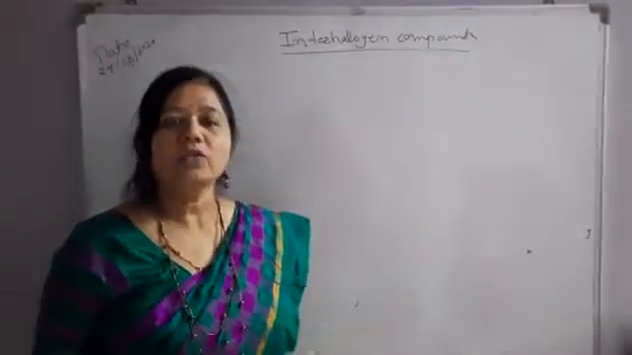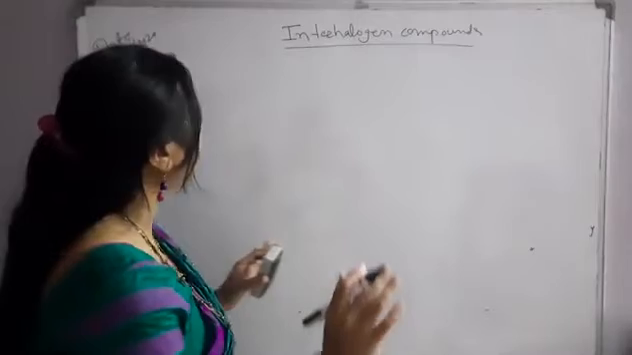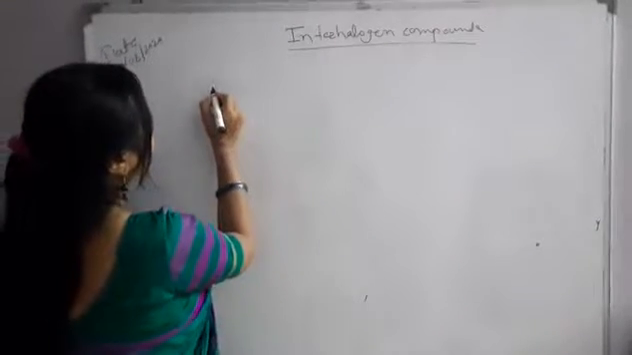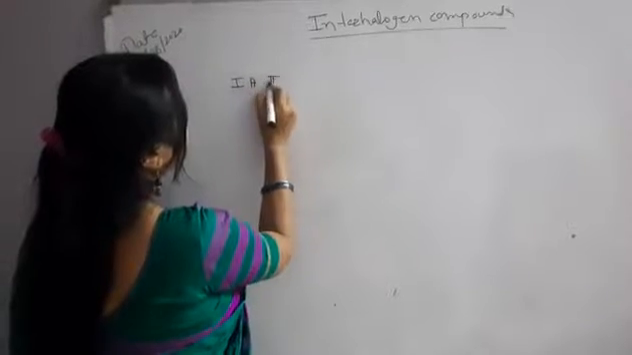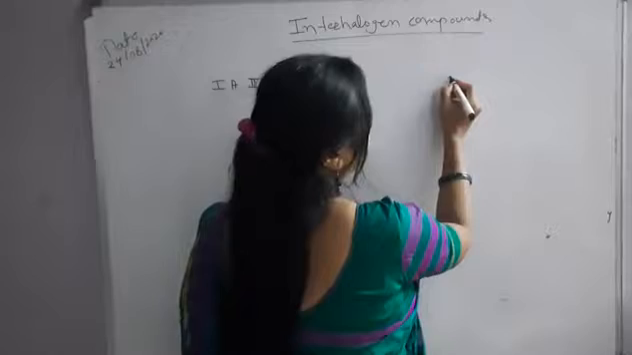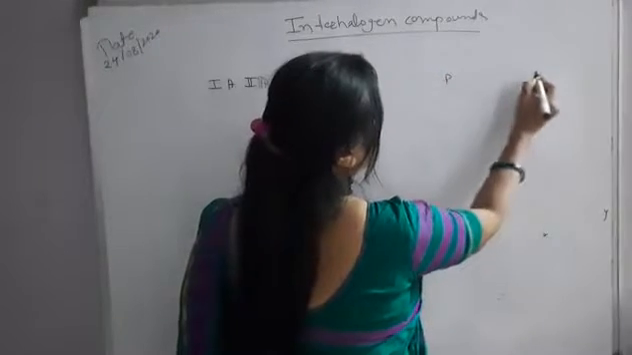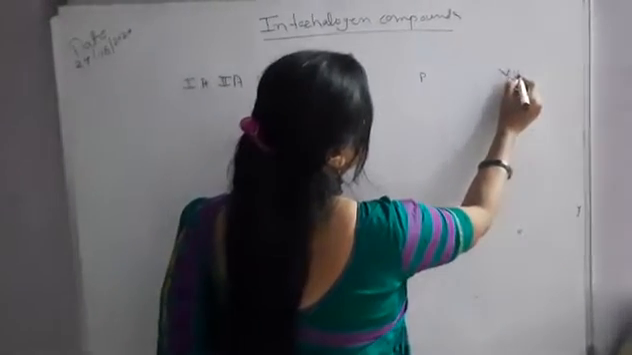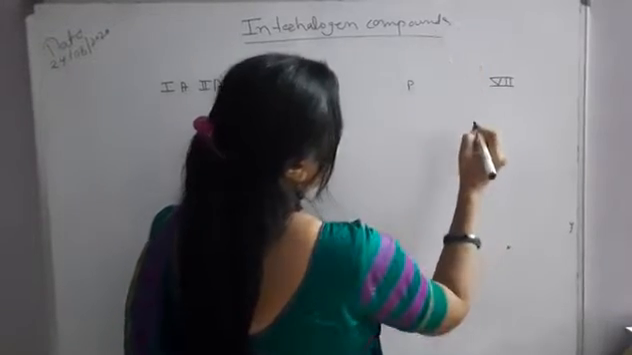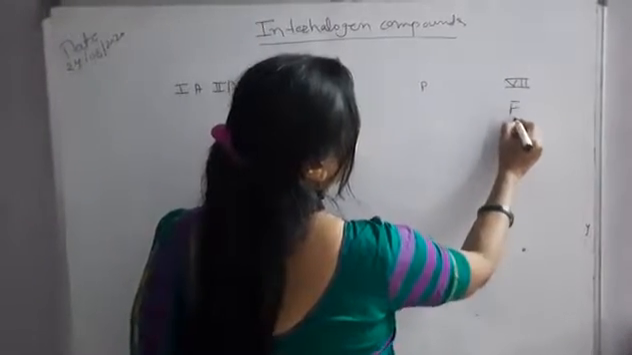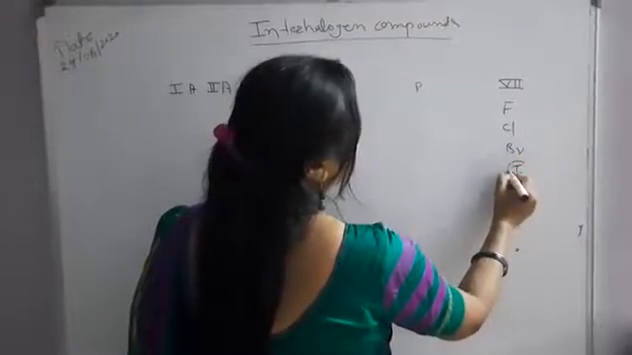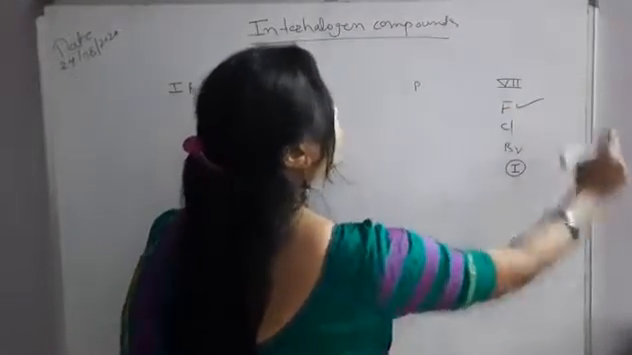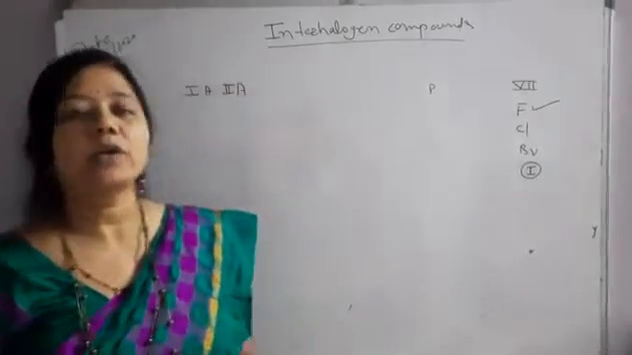So student, you know the periodic table. In the periodic table, these are the first and second A, which are called S block elements. Here are the P block elements, and in the last, the seventh group, is the halogens: fluorine, chlorine, bromine and iodine. We know that fluorine is the most electronegative element in the entire periodic table.